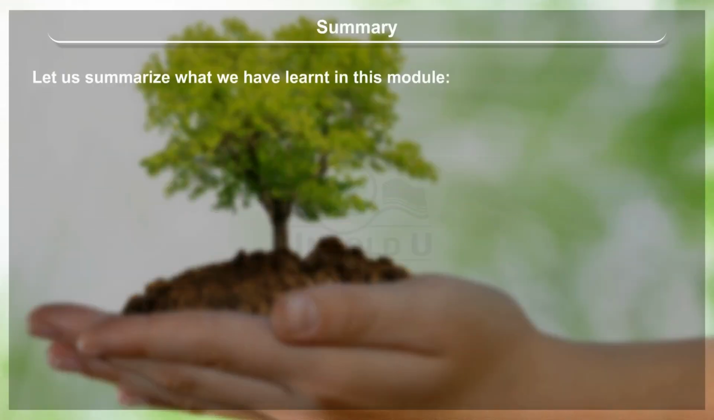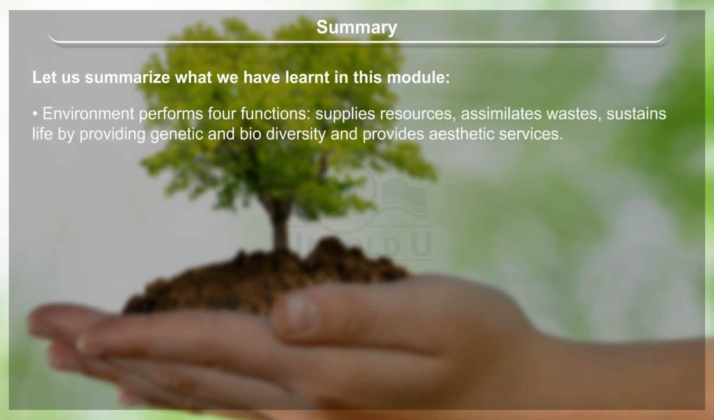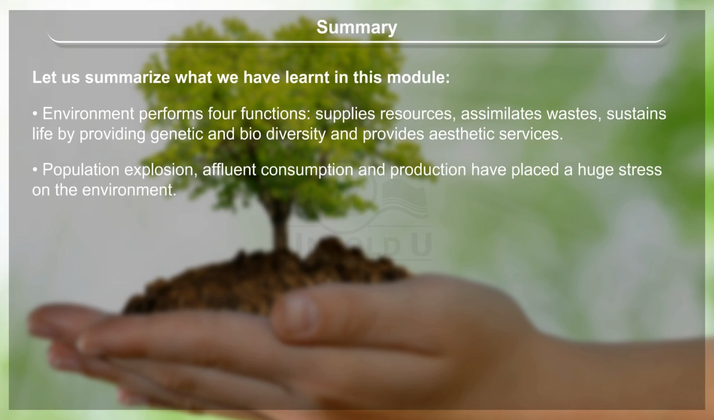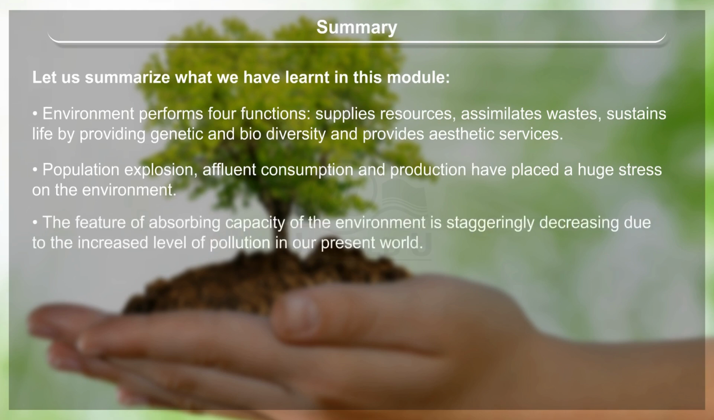Summary. Let us summarize what we have learned. The environment performs 4 functions: it supplies resources, assimilates wastes, sustains life by providing genetic and biodiversity, and provides aesthetic services. Population explosion, effluent consumption, and production have placed a huge stress on the environment. The absorbing capacity of the environment is staggeringly decreasing due to the increased level of pollution in our present world.